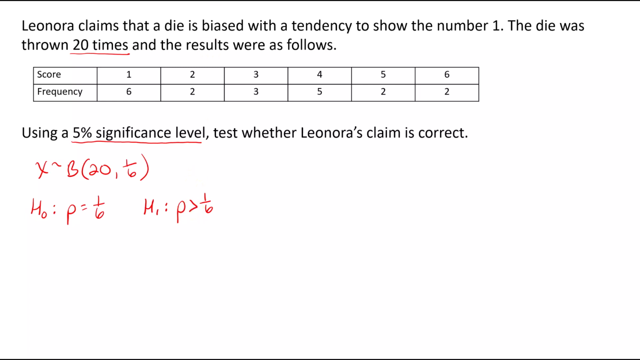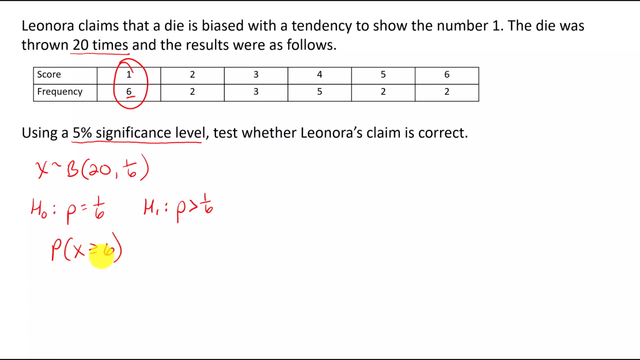Okay, so now that we've got this set up, what we have to do is look at how many times the 1 actually came up. So that's this information here. The 1 came up 6 times when it was thrown. Okay, so what we're going to say is, what is the probability that x is greater than or equal to 6? And we're using greater than because our alternative was that it was going to be greater than 1/6. So we're saying, what is this actual probability?